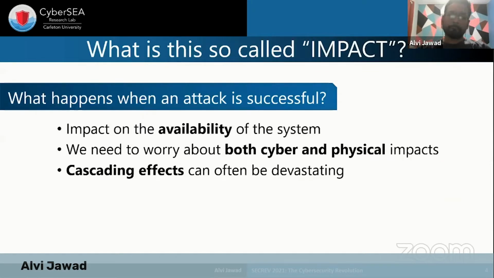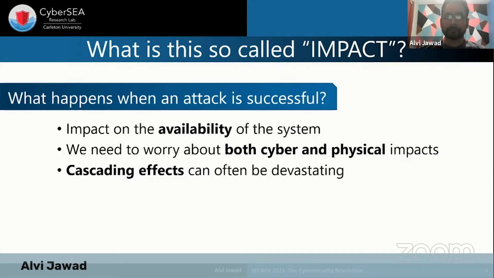Now, we're talking about impact, but what do we exactly mean by impact? When we think about impact, we have to think about what really happens when a cyber attack is successful. If we think about smart grids, the impact means the system is not available. It's not supplying power anymore, so the system is down. That's the impact on the availability of the systems. But with industrial control systems, we need to worry about both the cyber systems and the physical segment, so we need to worry about the cyber physical aspect of the systems.